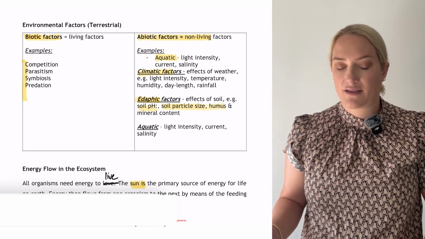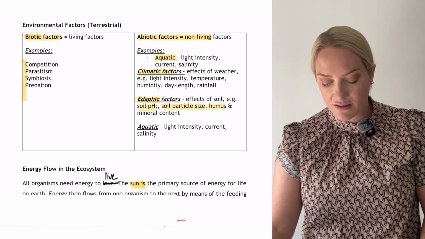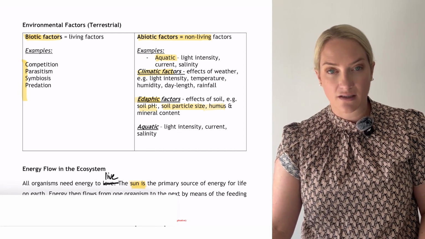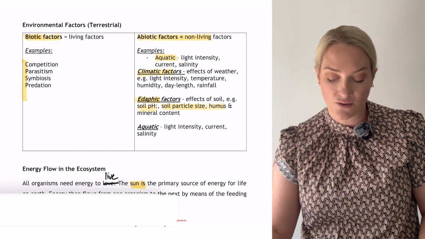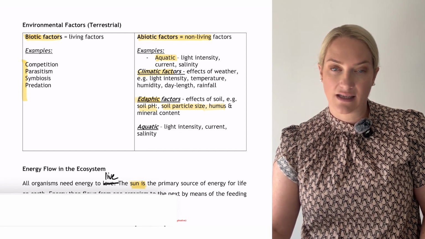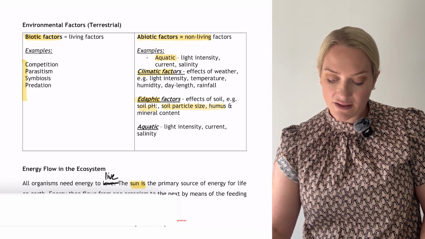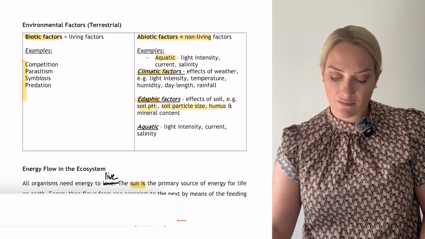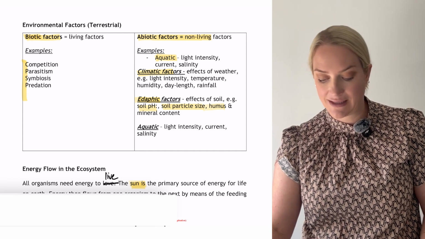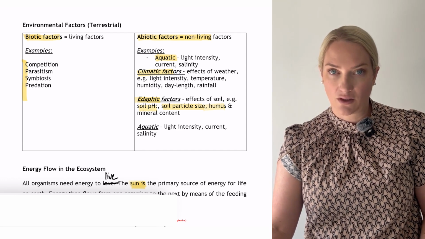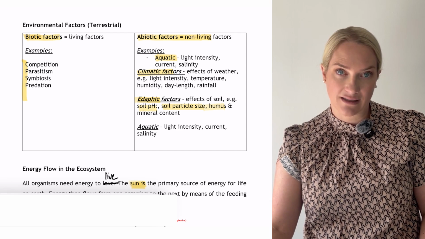Of our abiotic factors, these are non-living. So of your abiotic factors, we have aquatic, which would be, if you did the study of an ecosystem by the seashore, you'd look at light intensity, current and salinity. Climatic factors, you'd look at the effects of the weather, so light intensity, air temperature, soil temperature, humidity, day length, rainfall, and that could be with your woodland and your grassland ecosystem.